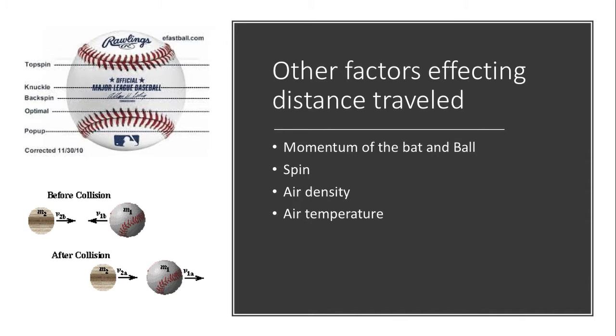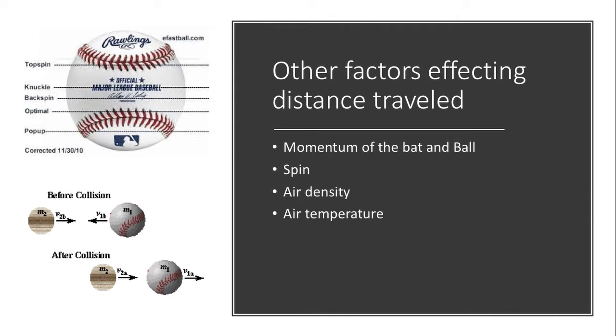Another big thing is the spin of the baseball. It has to have the right amount of backspin. Too much backspin and it'll go straight up in the air and not travel far enough. Too little, or if it has topspin rather, then it will just dive right into the ground and not travel far enough. Another is the air density, which can be impacted by the elevation and the air temperature.